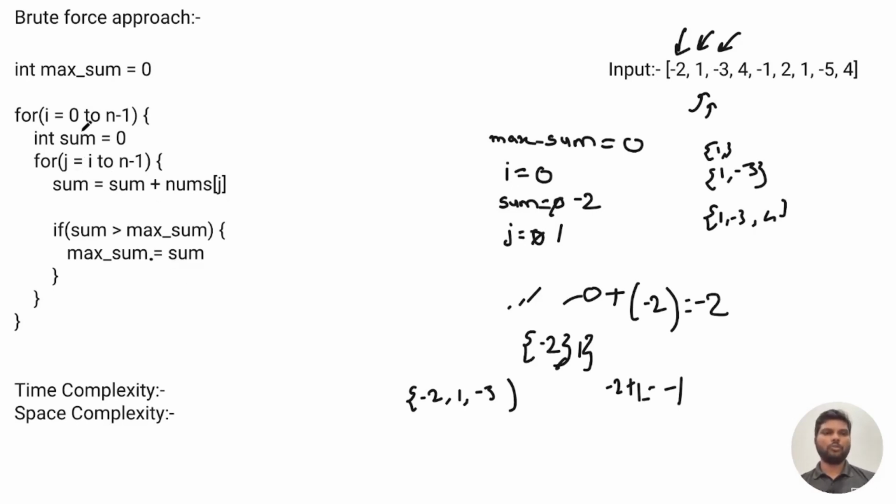See, we are running 2 for loops, one going from 0 to n-1, and the other going from i to n-1. So we are running 2 for loops over the array, which gives us O of n square time complexity. And what is the space complexity? As we are not using any extra space other than this maxsum, the space complexity becomes O of 1.